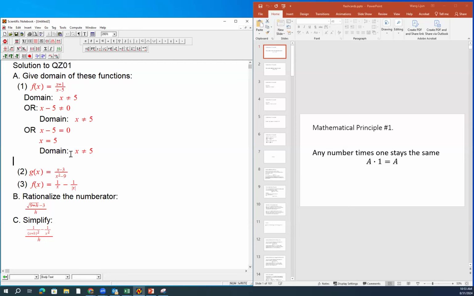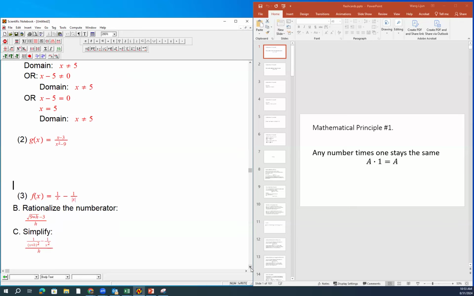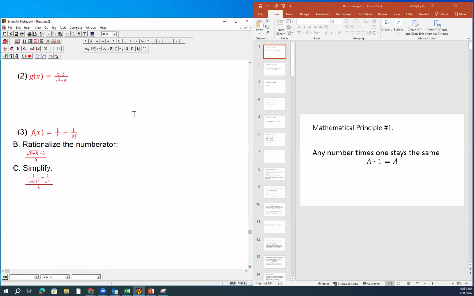So please understand, we don't need to do any reduction. I mean the second one. Second one, there's no need to do any factoring. Let me say this again. You don't need to do any factoring.